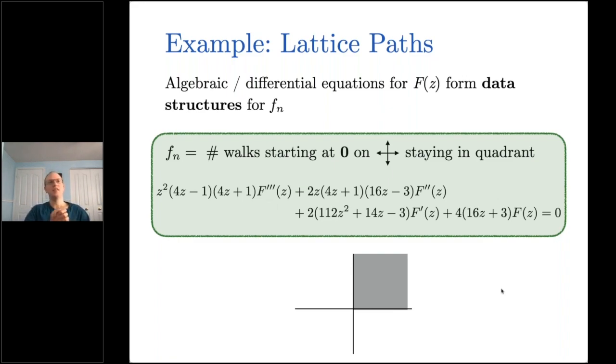And finally, if we go back to the actual example we saw when we looked at these queues, this example with the 2 bank tellers. So we're looking at walks on north, south, east, west that stay in the first quadrant. It turns out that this does not satisfy an algebraic equation.